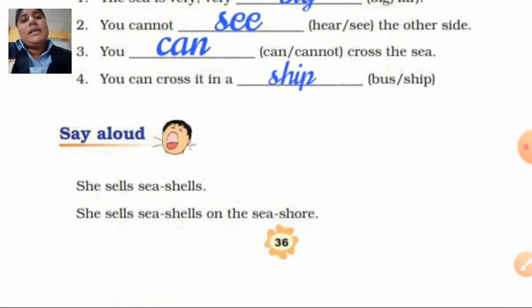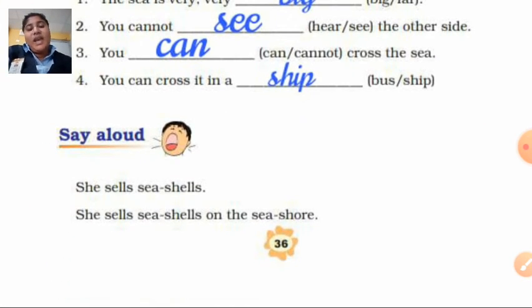Now, say aloud. We have to say this tongue twister. What is a tongue twister? A tongue twister is a group of words in a sentence that are very difficult to say fast or in a repeated motion. Now let's try this. You have to read this and send its audio to me.